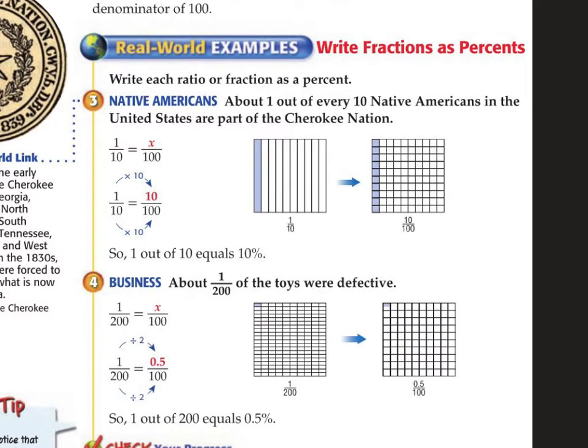Looking at this one, I know that 10 times 10 gives me 100. So I'm going to multiply 1 by 10 to get x equals 10. So about 1 out of every 10 Native Americans in the United States are part of the Cherokee nation is equivalent to 10%.